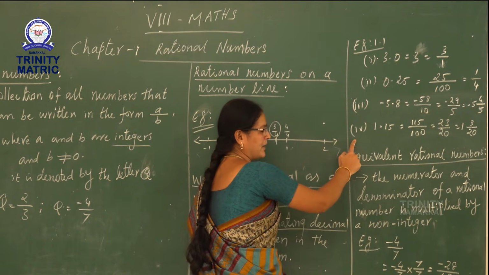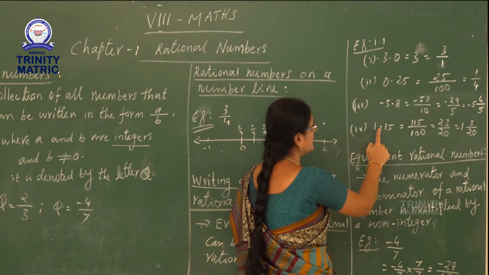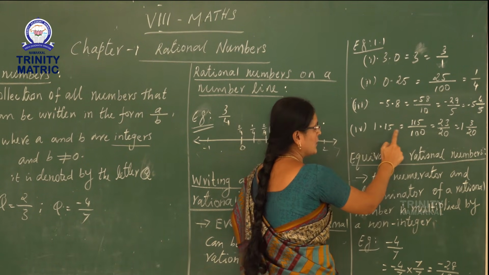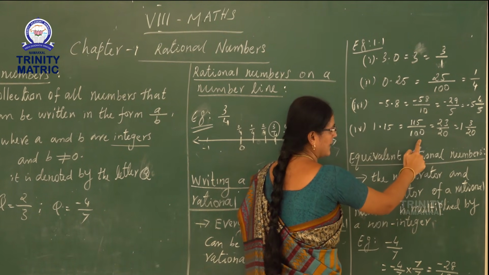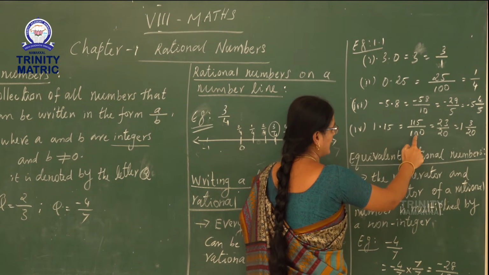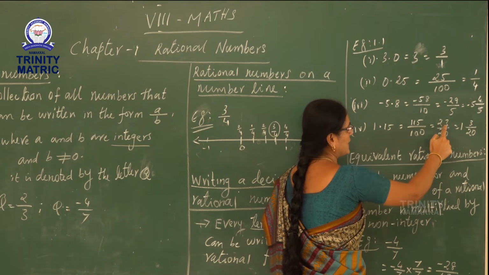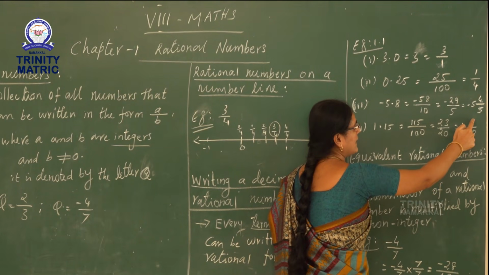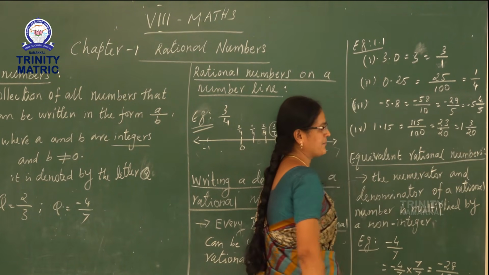Then next example, 1.15. This one also, after the decimal, we have 2 digits. So, we should divide by 100. 115 divided by 100. Simplify this answer, 23 divided by 20. Convert to the mixed fraction, 1 and 3 by 20.